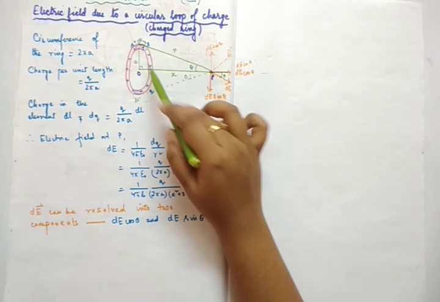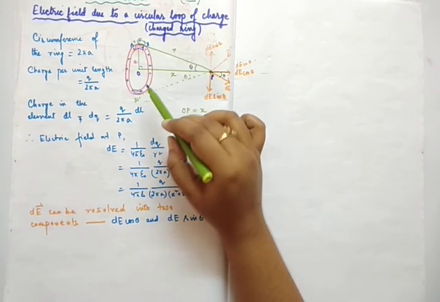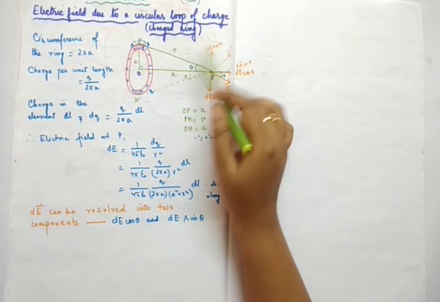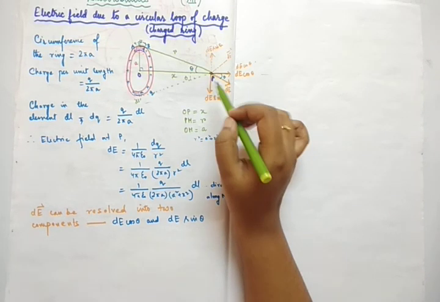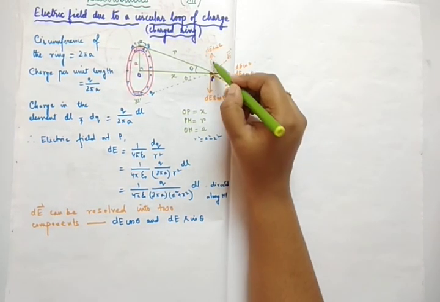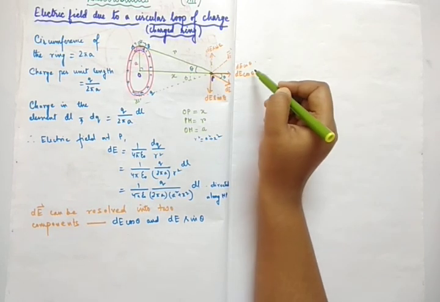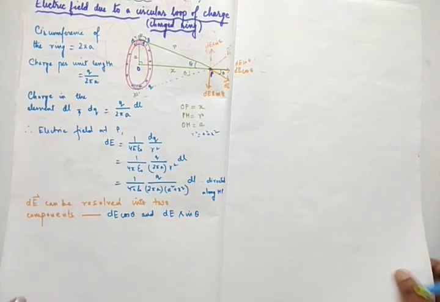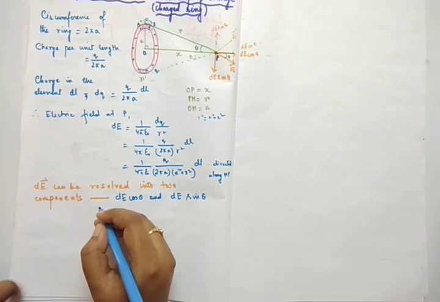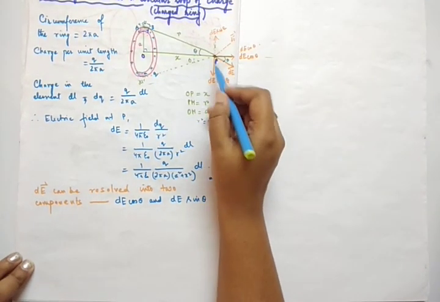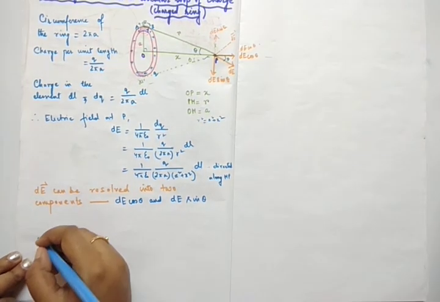Wherever you take the line element dl or charge dq, the perpendicular component of the electric field that arises will get cancelled. So what will be left? These components get cancelled, only the dE cos theta components will keep on adding. So this is the axial component; the perpendicular components get cancelled, so only the axial components remain.